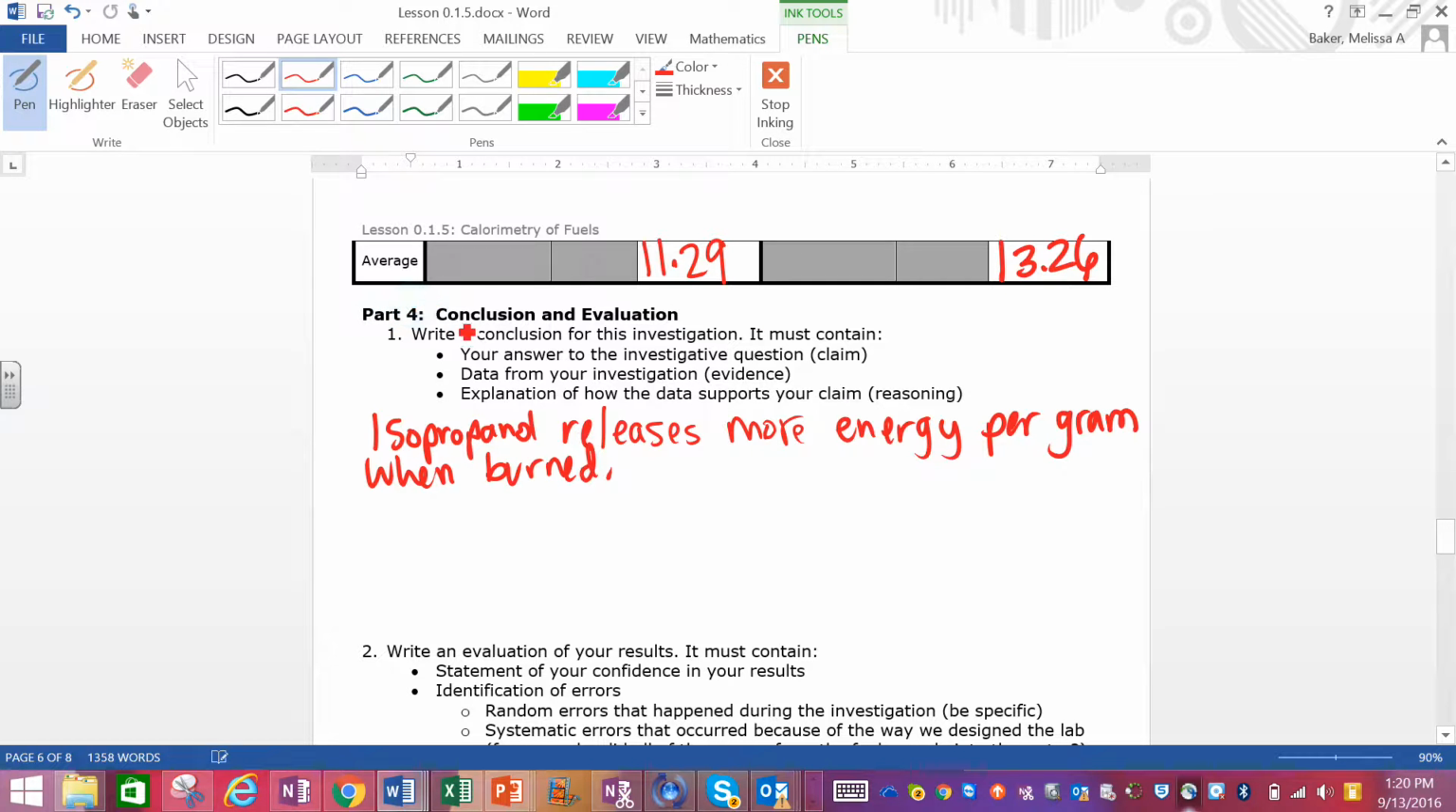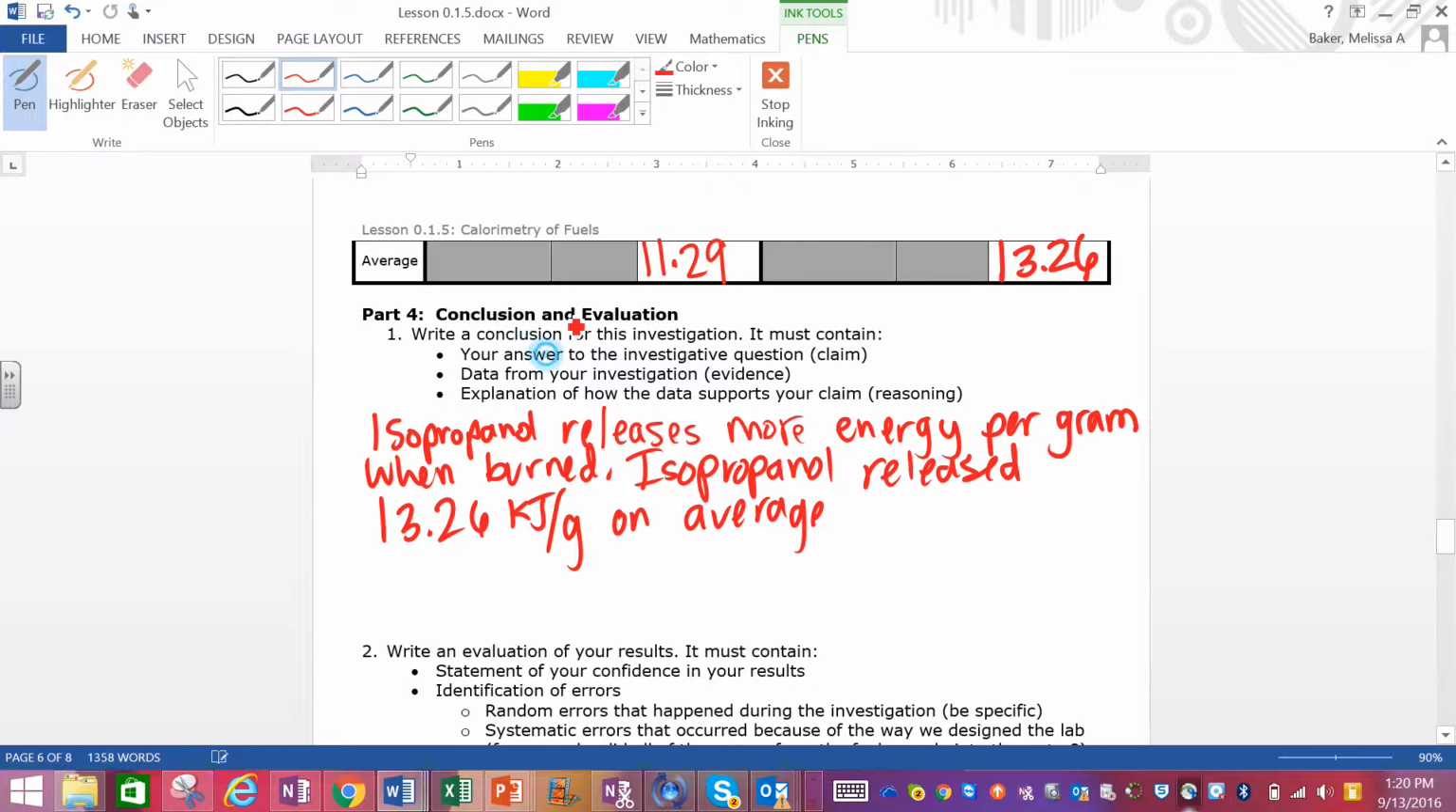Then I state my evidence. Isopropanol released 13.26 kilojoules per gram on average, while ethanol only released 11.29 kilojoules per gram on average.